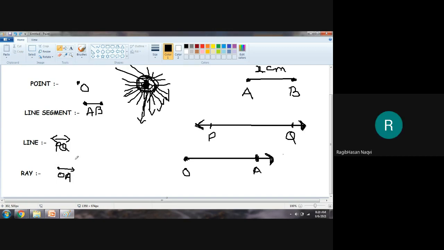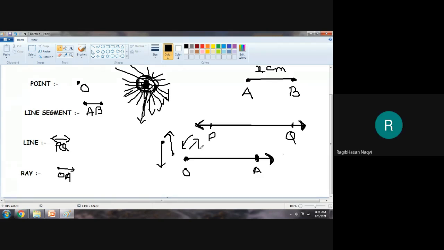Yes, sir. See, a ray can be in any direction. It can be vertical, it can be horizontal, it can be like this also, it can be diagonal also. So we cannot say that only a sleeping line can be a ray. No, not like that. Just as a line segment can be in any direction, in the same way a ray can be in any direction. Is that all clear, boys?